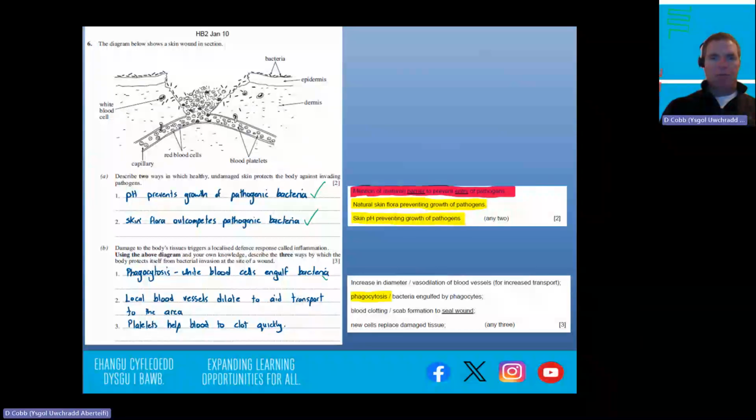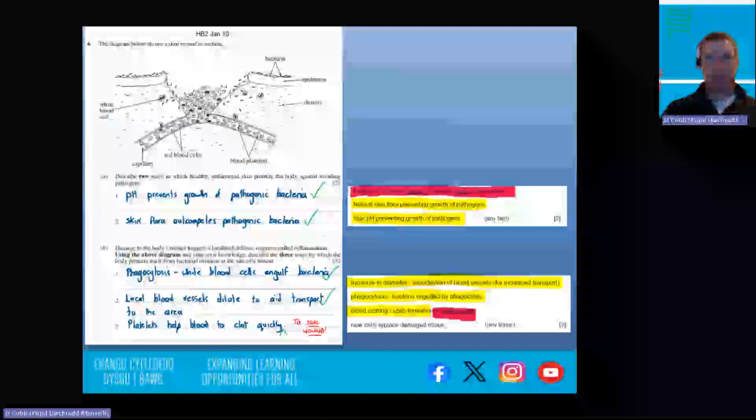Okay, so there's the first one, phagocytosis, and that's what I've said. So I'm giving myself a mark there. The local blood vessels dilate. Yep, I've said that there, with increasing diameter or vasodilation to increase transport. And then the third one, it says blood clotting, and then it says to seal the wound. And the seal the wound is underlined, and I haven't said that. So for me, that third point doesn't get the mark.